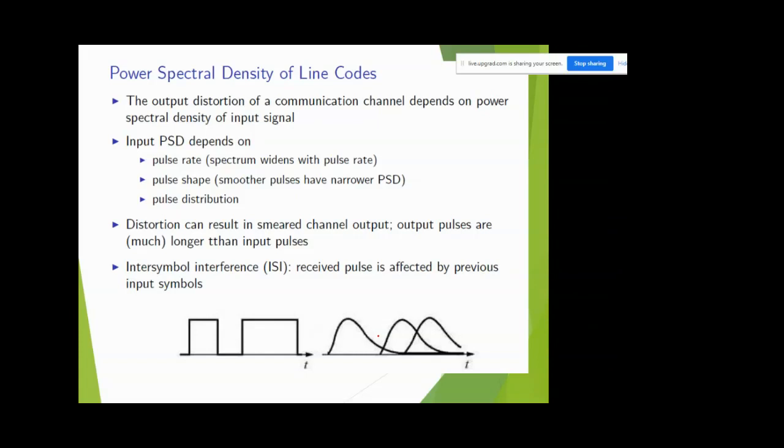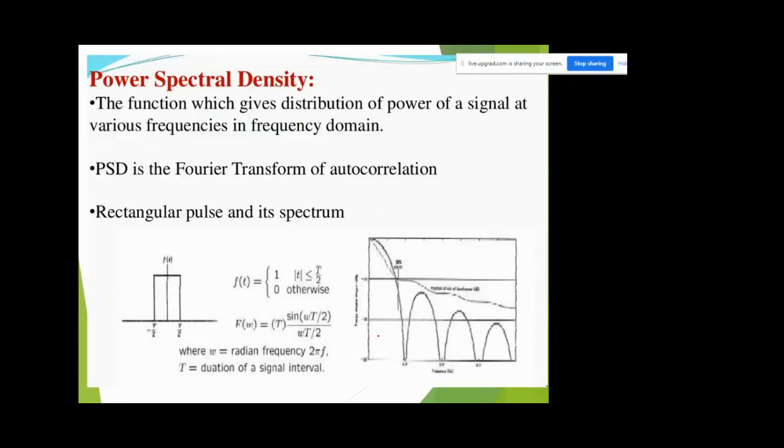Now let's understand the power spectral density of these different line codes. What exactly is meant by power spectral density? It is a function which gives the distribution of power of a signal at various frequencies in the frequency domain. With the help of some mathematical analysis we will understand the exact meaning of this.